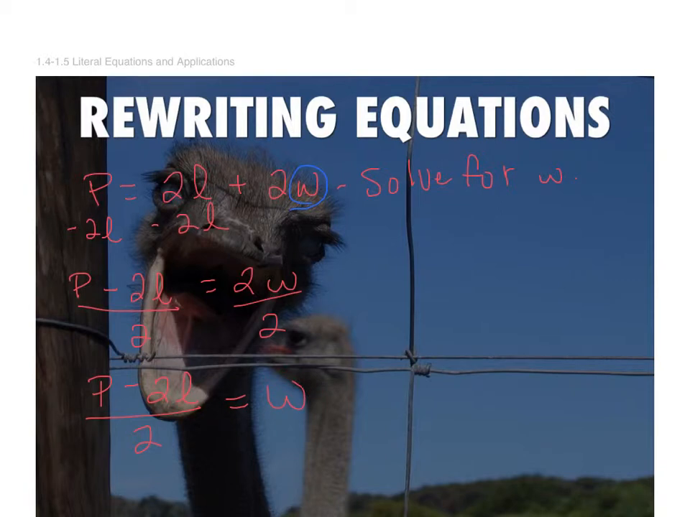The other appropriate answer for this problem would be P over 2 minus 2L over 2, which would be 1L, equals W. So those are both okay. This one is the simplest since we're just starting on this part.